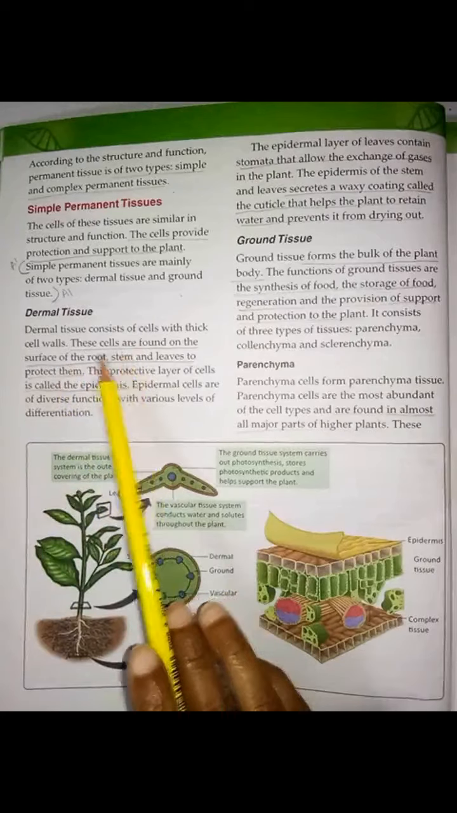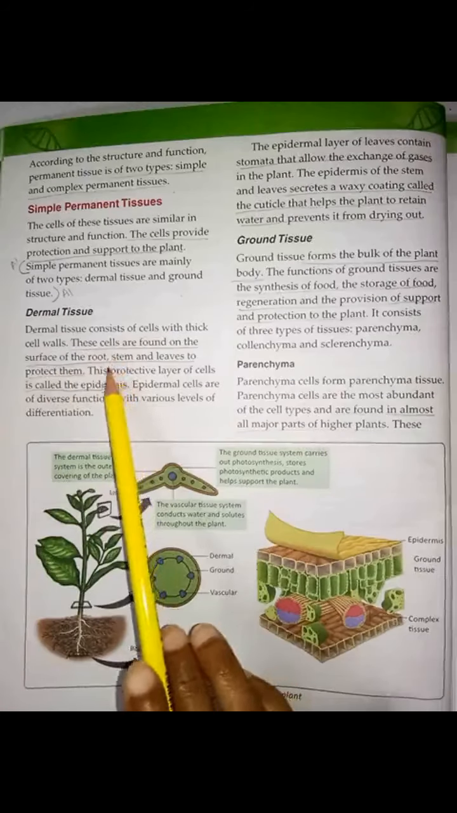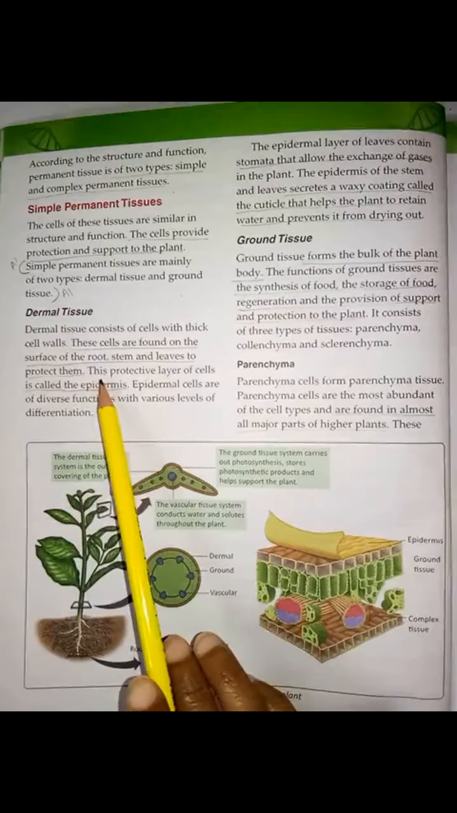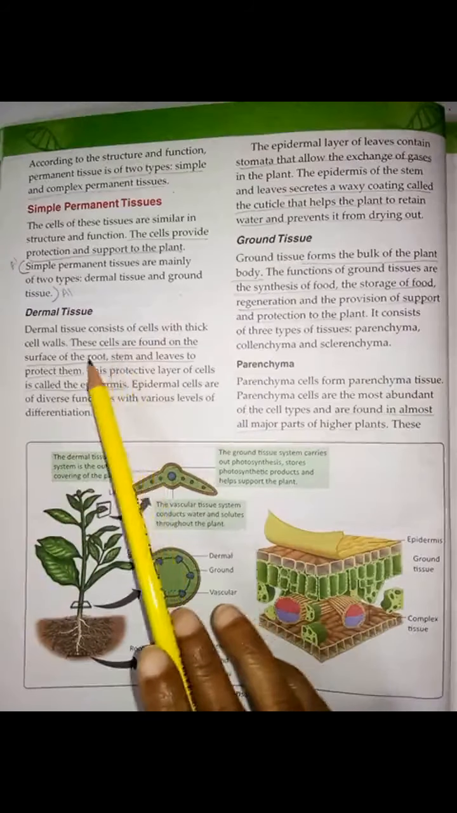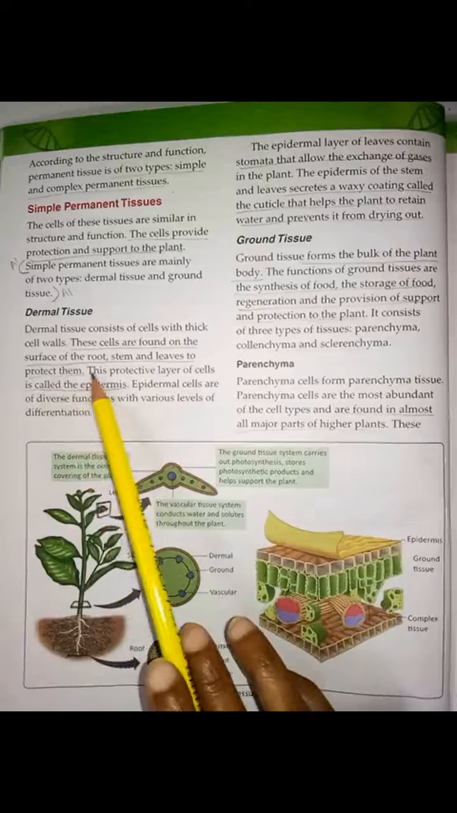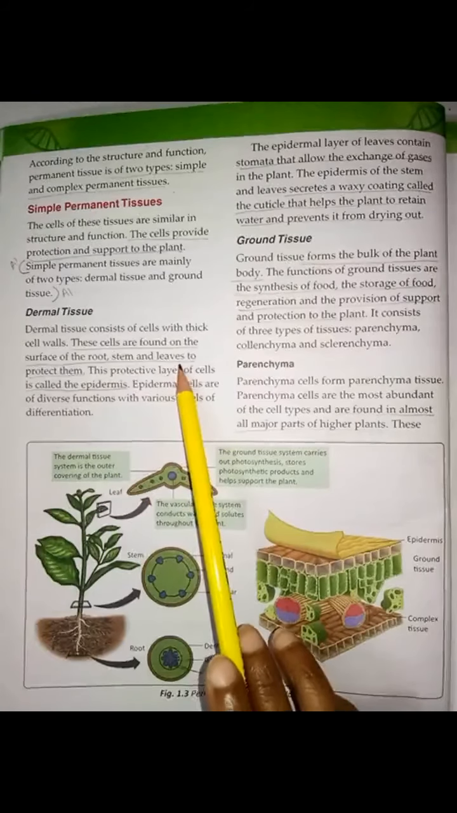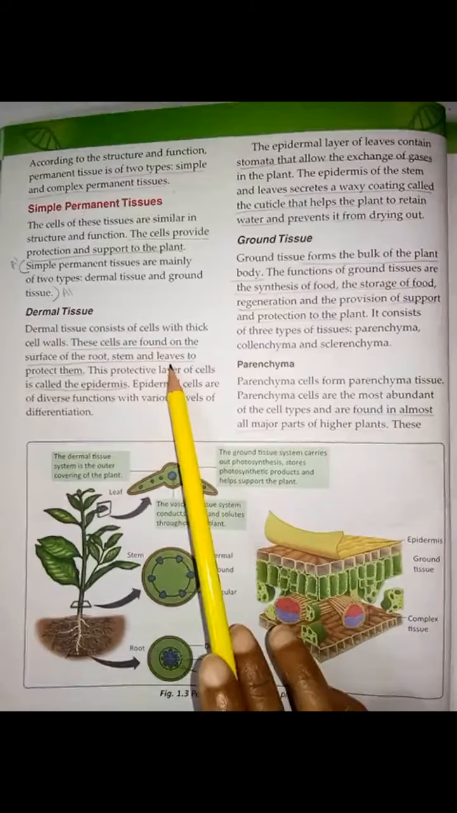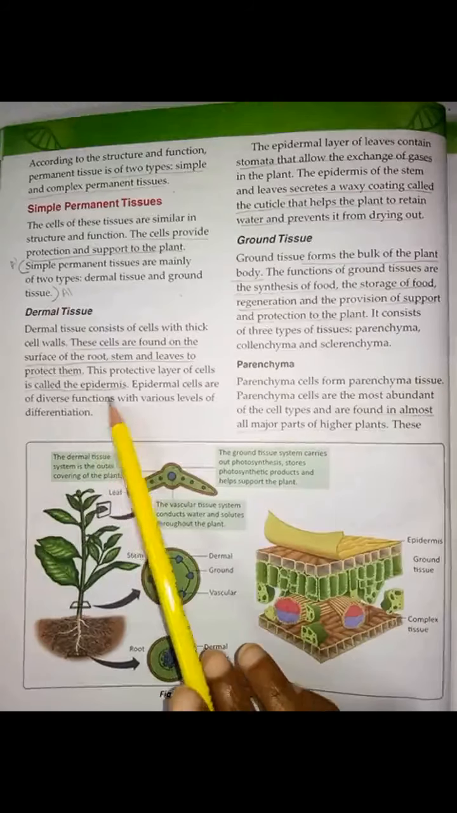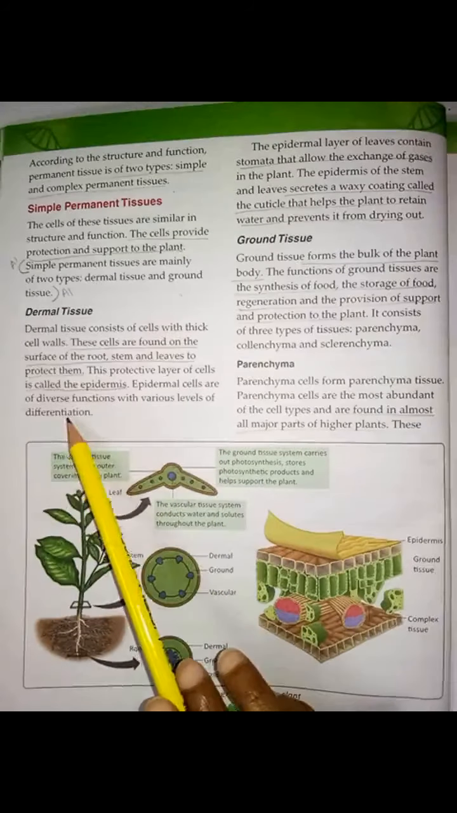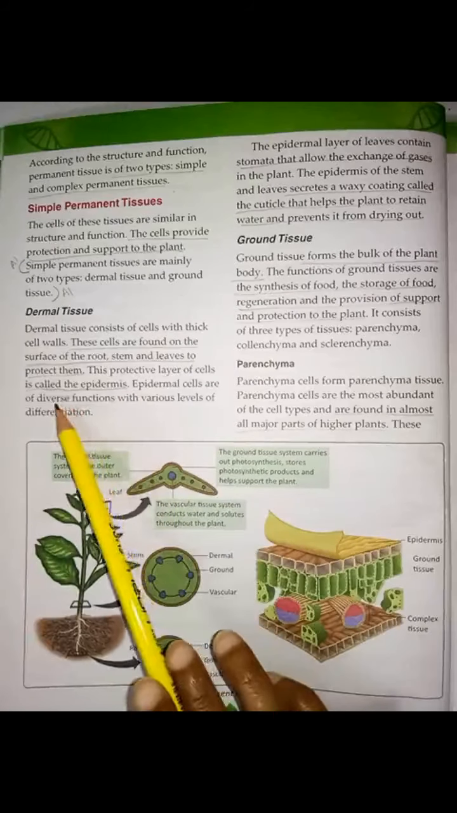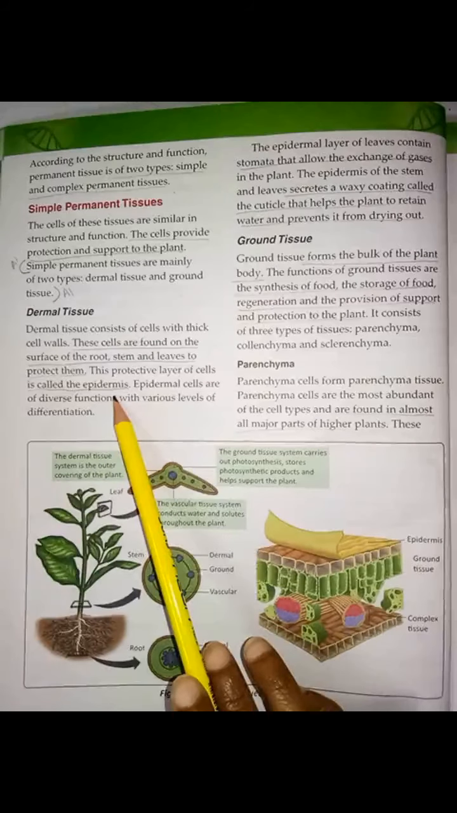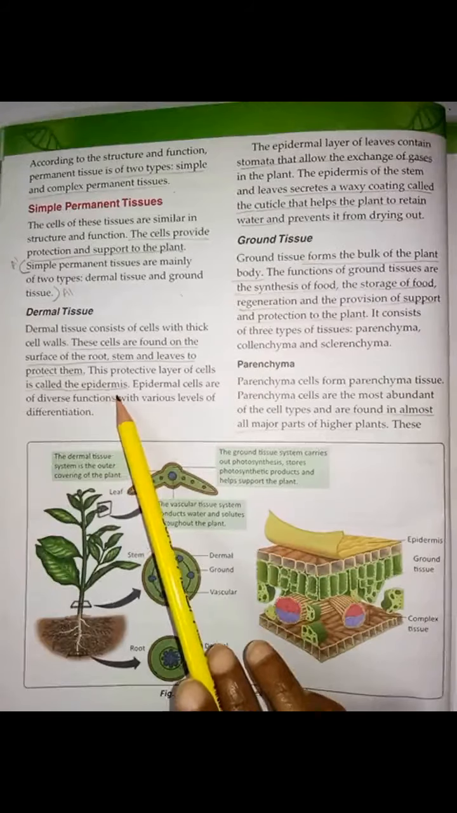Starting with the dermal tissue. Dermal tissue consists of cells which have a thick cell wall. These cells are found on the surface of the roots. Now these dermal cells, children, you will find on the surface of roots, stem and leaves. And they are present there in order to protect them. This protective layer of cells is also called epidermis. So the layer of these dermal cells is known as epidermis.